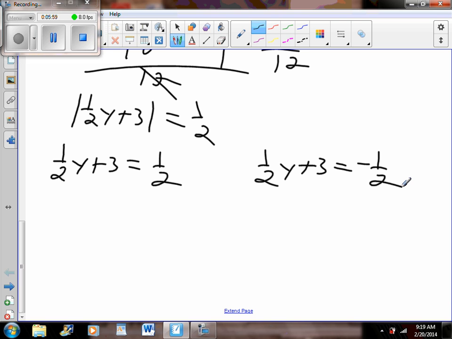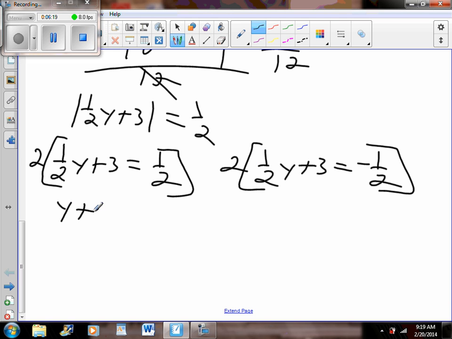Okay? Now, in both situations, I want to get rid of my fractions and maybe help me see exactly what's going on here a little more clearly than when I'm looking at a bunch of fractions. So let's multiply both equations by 2 to wipe out the 1/2. So this 2 times 1/2 is 1. So now I've got y plus 2 times 3 is 6 is equal to 1. Over here, I've got the same thing. y plus 6 is equal to a negative 1.